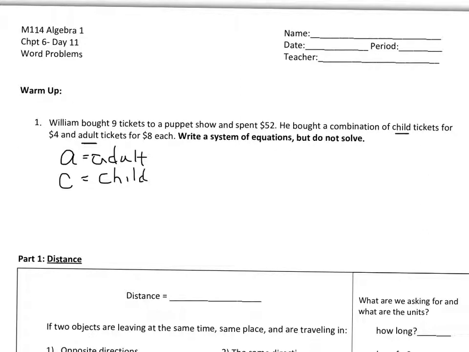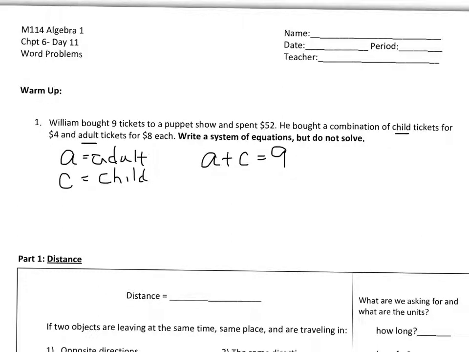So he bought 9 tickets total. So one of the equations is going to be A plus B is equal to 9. Adults plus, I don't know why I wrote B. I don't know, I'm tired. A plus C is equal to 9. Okay, so that's the amount equation, how many were bought.